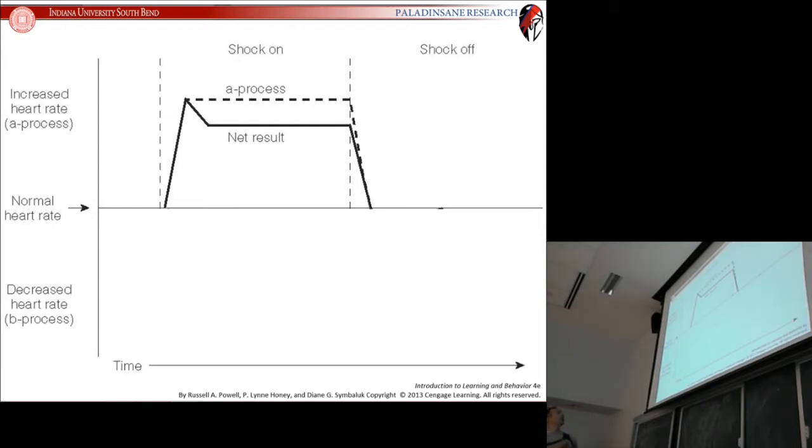So here we have on the y-axis your heart rate. And this line right here, that's your normal heart rate. That's kind of your resting heart rate, your heart rate right now sitting in this class. Higher on this, we have increased heart rate. Lower on this, we got decreased heart rate. And then this is time over here. What this study has done is they have shocked a person with an electrical shock and then measured their heart rate immediately after the shock.